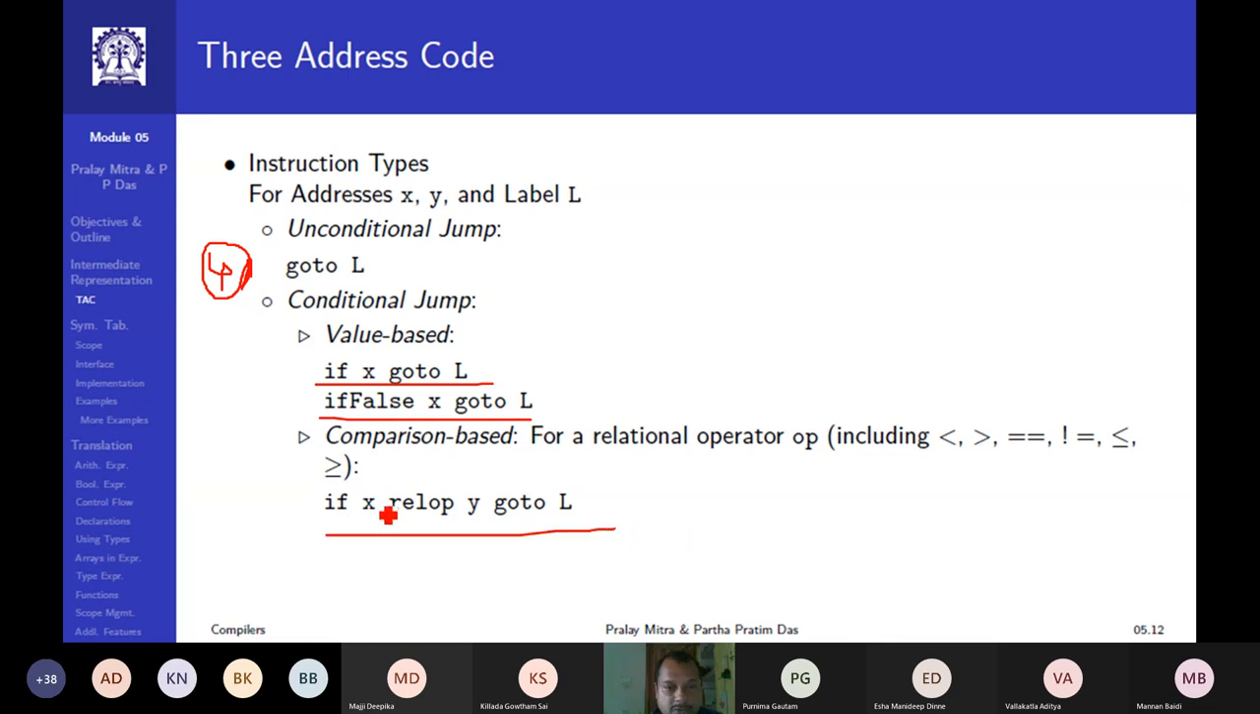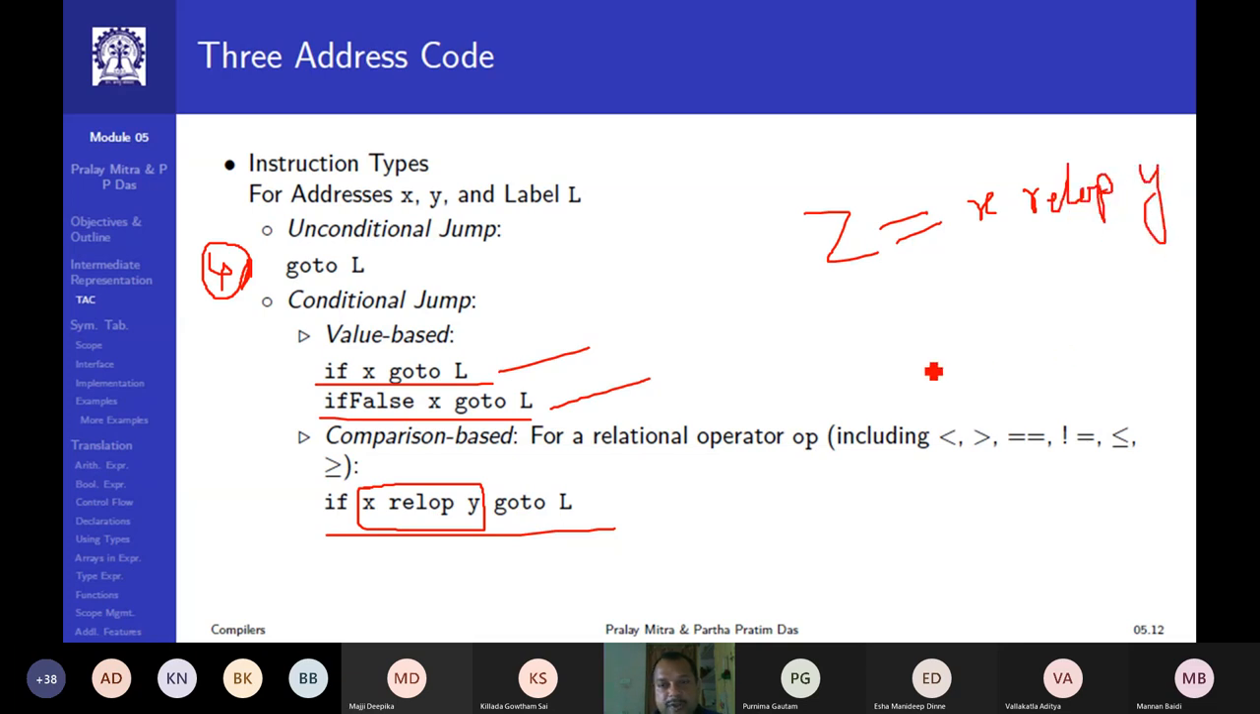Now you may argue, and I agree, that this part, X rel of Y, can be evaluated separately. That value can be stored, and then I can use either this value based one, if X, or value based, if X false. So this can be written as Z equals to X rel of Y. Previously I will calculate that one, I will have this Z and then use value based. I agree, you can do that, but otherwise you can use this comparison based.